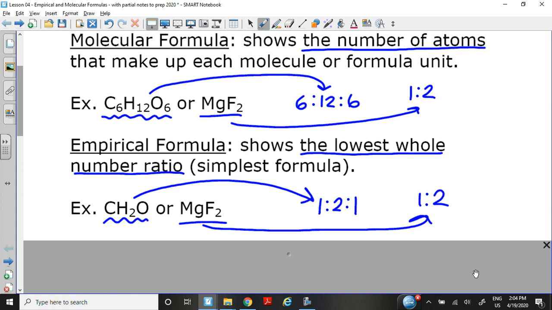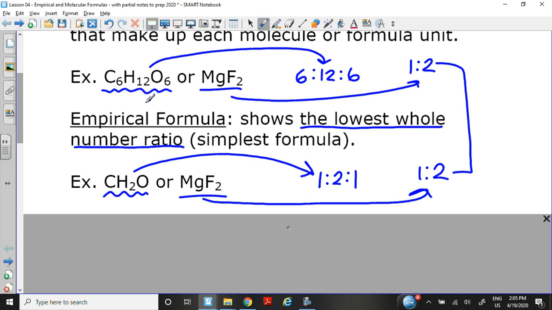Sometimes the molecular formula is already in its empirical formula case. It's already in its most reduced form. So there's times where these two, for example, they match. The molecular and empirical formula are the same. But then there's other times, like we just saw with the glucose, its molecular and empirical formulas will not match. Same ratio, but not the same number of elements.